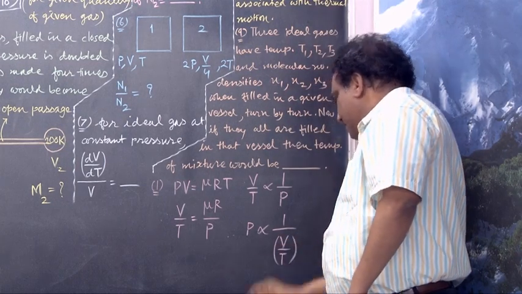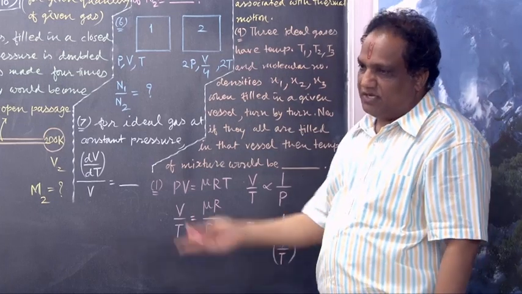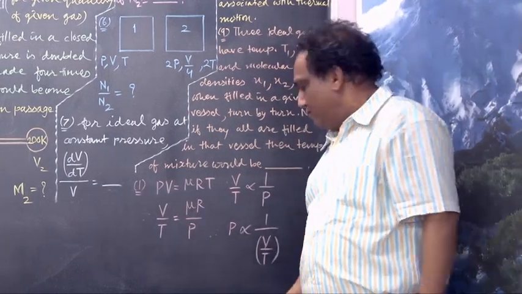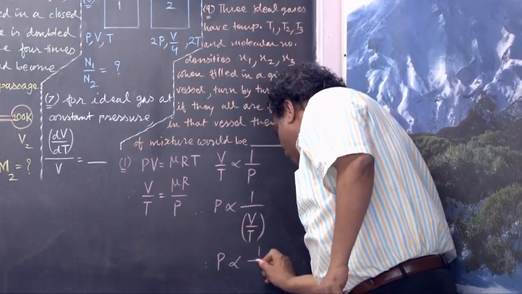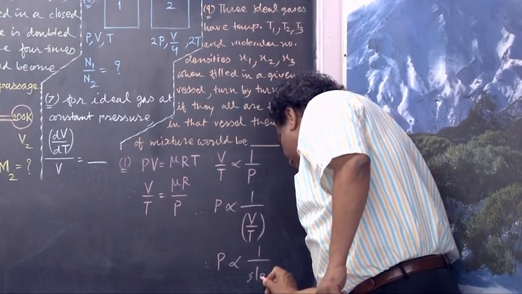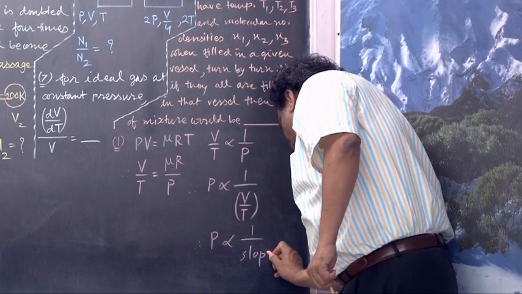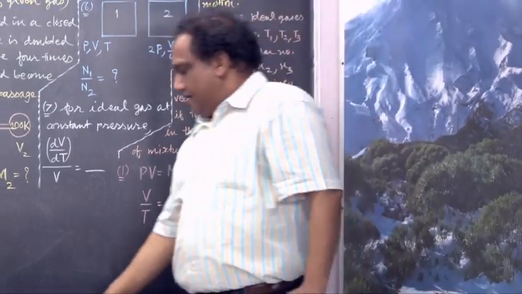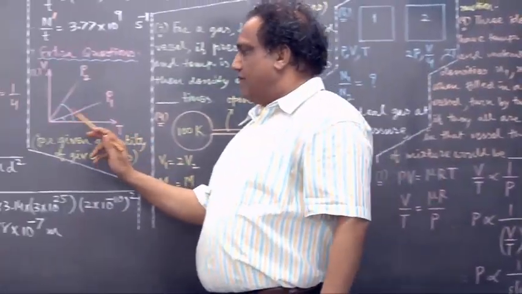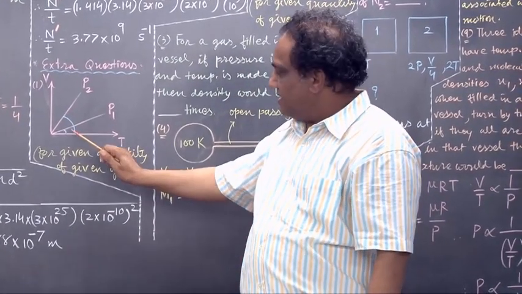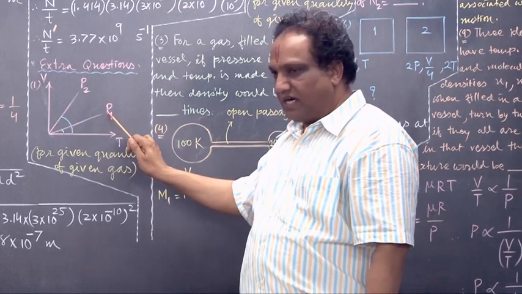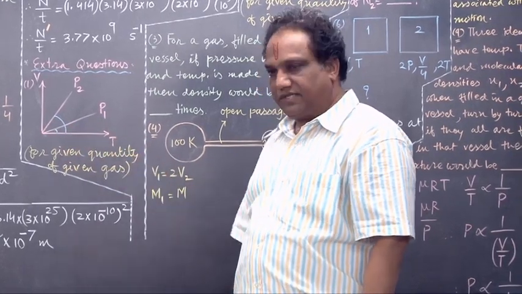But what is V upon T? Just now I said it is slope. So pressure is inversely proportional to slope. Slope is measured by tan theta, where theta is the angle made by a given straight line graph with x-axis.